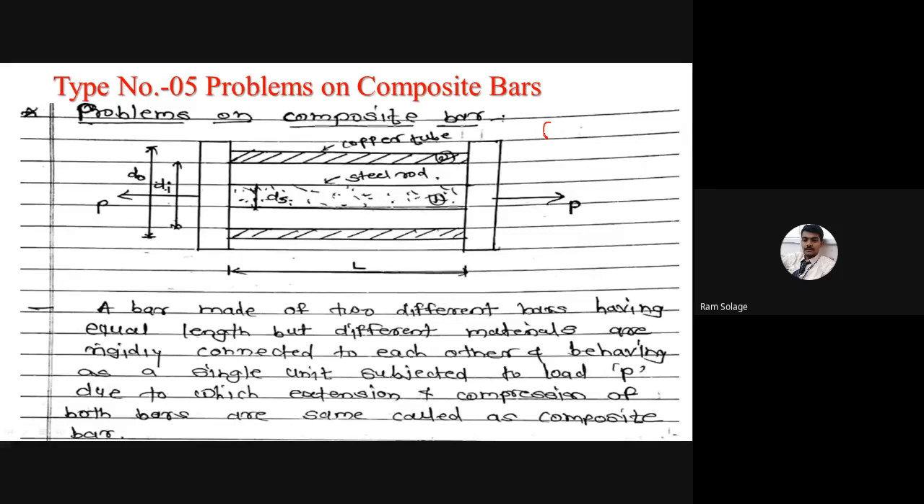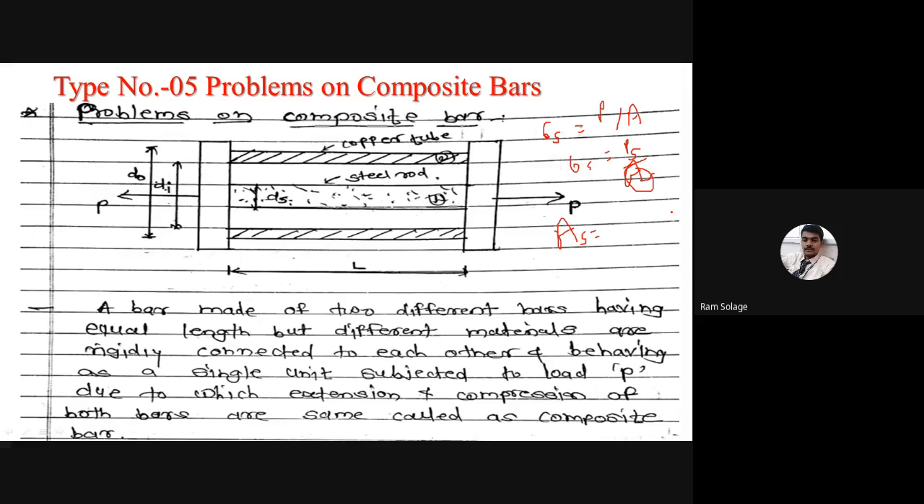Sigma S is nothing but stress on the steel rod. What is the formula of sigma? That is P upon A. But we are calculating stress on steel. So instead of P, we say PS, that means force on the steel bar, divided by AS. Correct? How to calculate AS? AS means what?